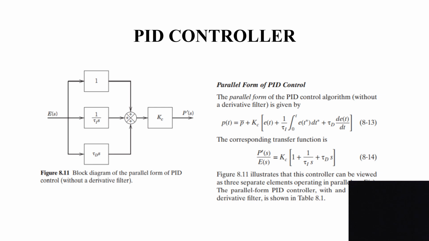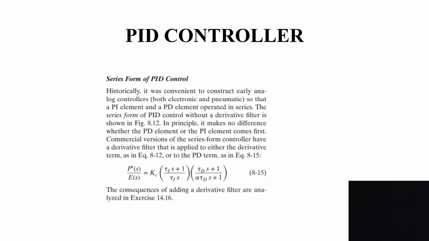So you will have this parallel form of PID in this form. So you will have Kc into 1 plus 1 by tau_I s plus tau_D s. Okay, and this is a block diagram representing the parallel form of PID controller without derivative filter. And if you see the series form of PID controller, you will have Kc into (tau_I s plus 1) divided by tau_I s, into the derivative filter, that is (tau_D s plus 1) divided by (alpha tau_D s plus 1). This is a derivative filter.